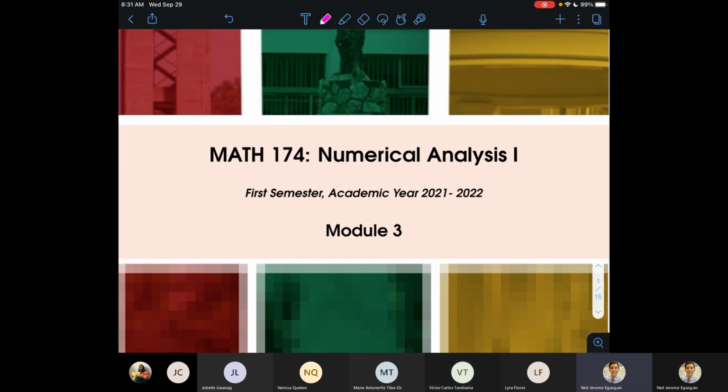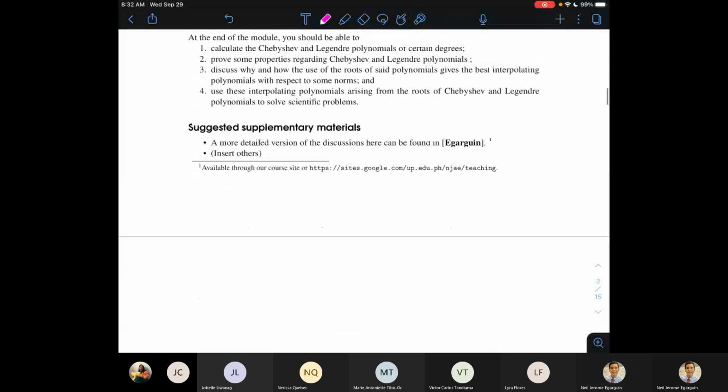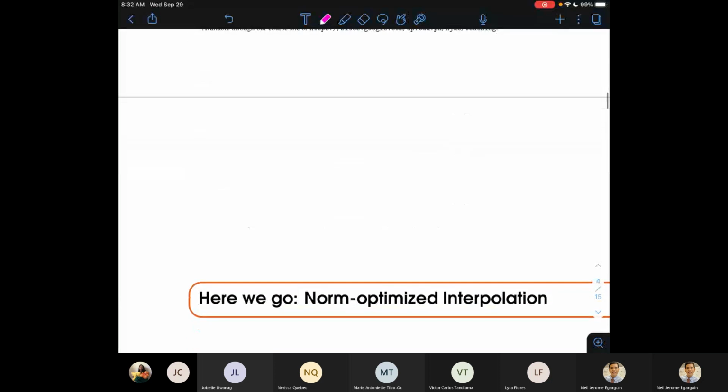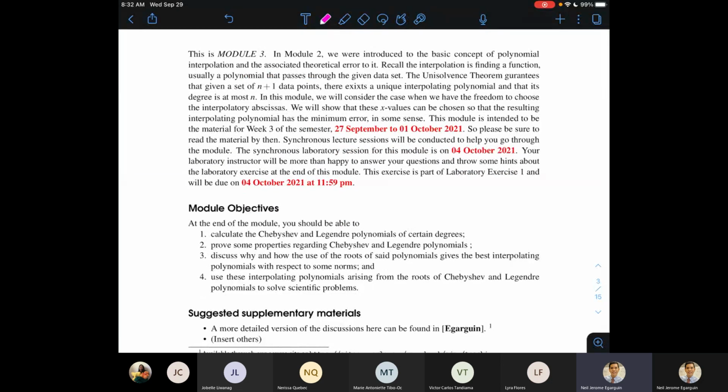So we'll continue our discussion about polynomial interpolation. But I remember last time I asked your lab instructors to discuss the errors involved in interpolation. So how was it? Any questions regarding that? Wala naman. Okay, so our discussion for today will focus on trying to minimize that interpolation error, or that maximum error incurred in interpolation. So basically, that's what we'll do this week until the 1st of October.